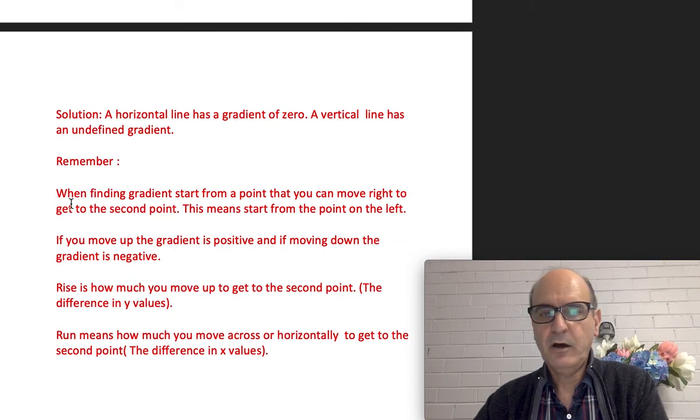Again, to sum up, when finding gradient, start from a point. You can move right to get to the second point. So the first point has to be on the left. That's what we were talking about. If you move up to get to the second point, the gradient is positive. If you move down, the gradient is negative. And rise is how much you move up to get to the second point. And run is how much you move across to get to the second point.